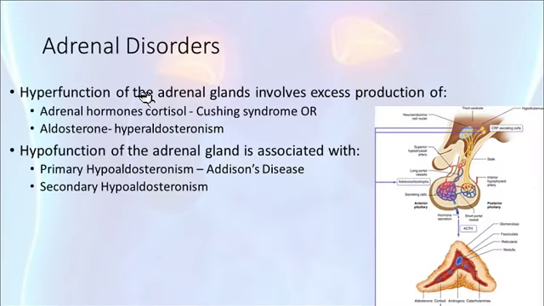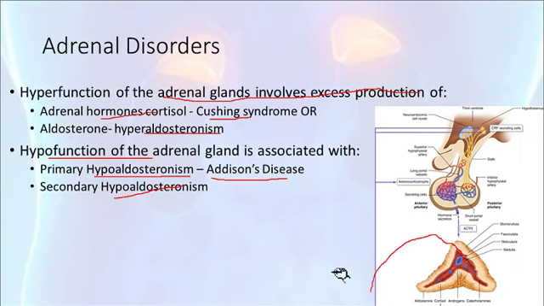Now, the adrenal disorders either come from hyperfunction of the adrenal gland involving excessive production of adrenal hormones such as cortisol, causing Cushing's syndrome, or aldosterone, which leads to hyperaldosteronism. Hypofunction of the adrenal gland is associated with primary hypoaldosteronism or Addison's disease, or secondary hypoaldosteronism. Of course, you can also have adrenaline secreting tumors which sit on top of the adrenal gland itself, called pheochromocytomas, which is another thing that we will discuss during this lecture.